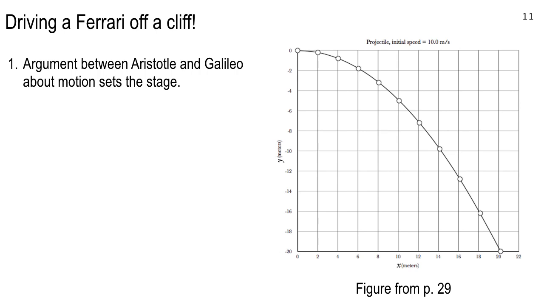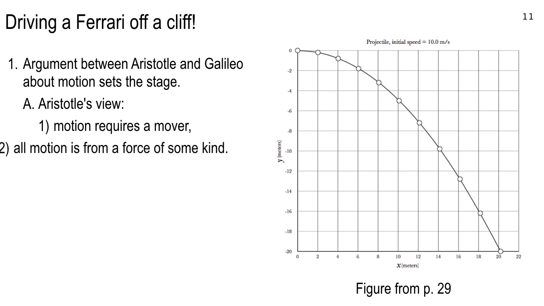But Galileo thought that he did not quite get the full idea of motion correct, and it led to a lot of problems and arguments between Galileo and a lot of the university faculty of his day, around Italy and around Europe, that followed Aristotle. So in Aristotle's view, motion requires a mover. And all motion is from a force of some kind.